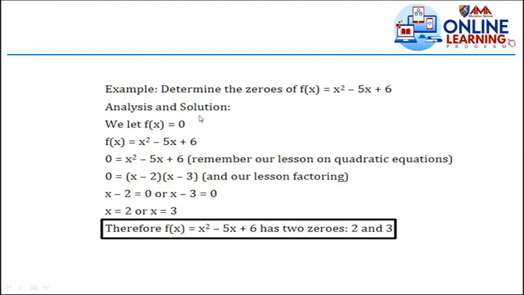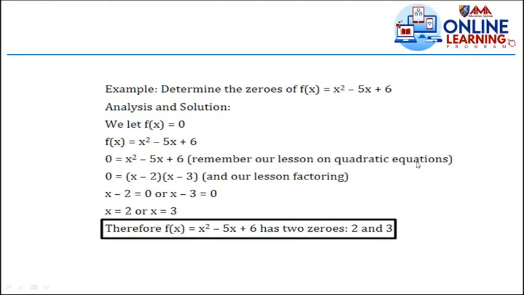So we have your analysis and solution. Okay? So we have f of x is equal to 0. Okay? So f of x equal to x squared minus 5x plus 6. Okay? So equate natin ito into 0. 0 will be x squared minus 5x plus 6. Remember our lesson on quadratic equation. So there are three methods in finding the solutions of a quadratic equation. First, by completing the square. Second, by factoring. Last, by using the quadratic formula.